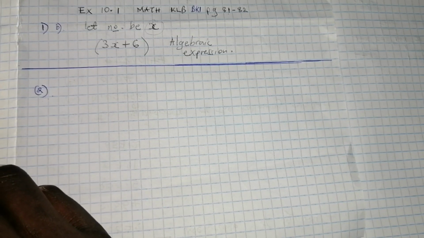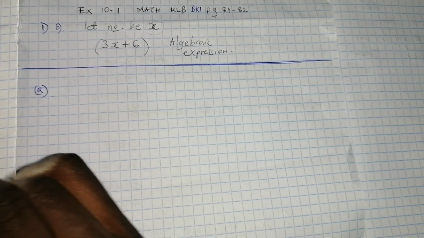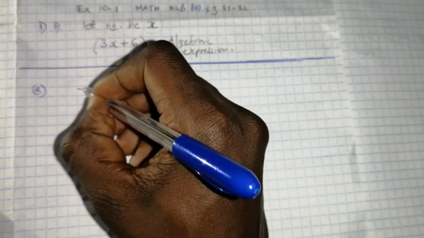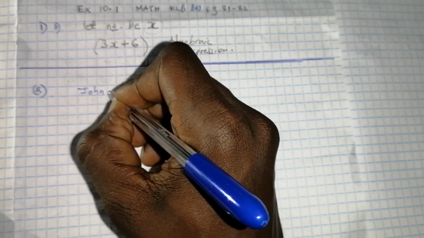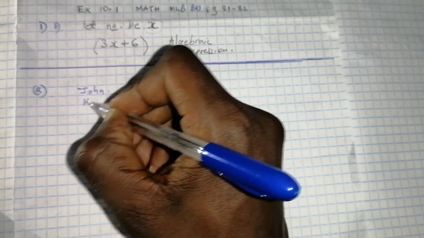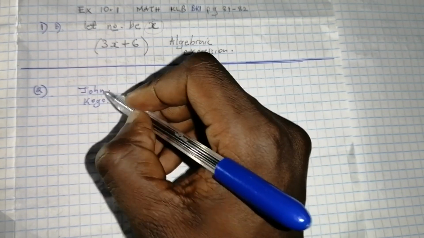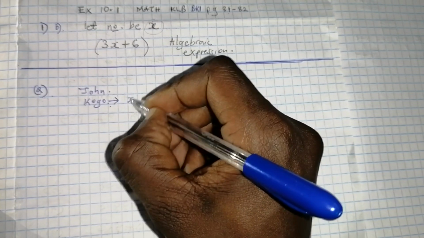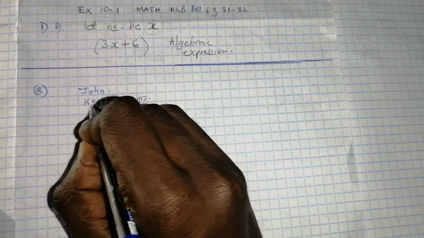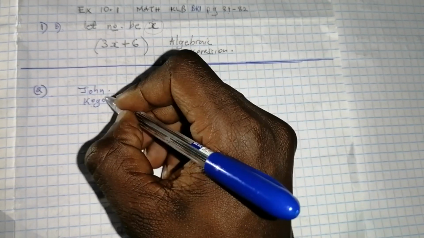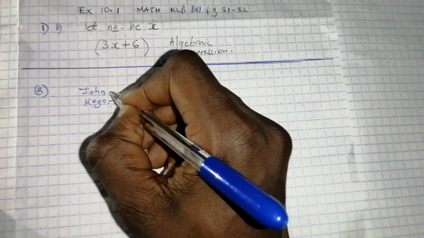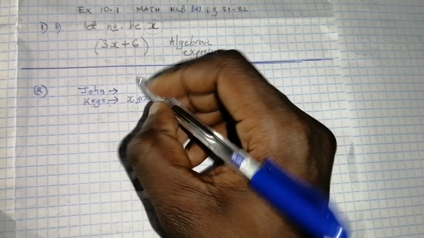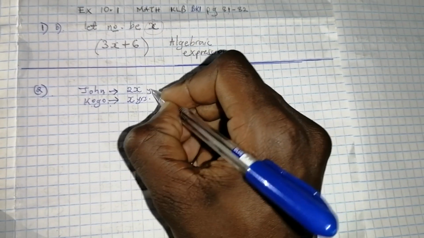The second question I picked was number 2, and here it is. John is twice as old as his brother Kogo. We have 2 people here, John and Kogo. We are told that John is twice as old as Kogo. It therefore means if we let Kogo's age be x years, John will be twice as old as him. Twice simply means the age of John will be 2 times that of Kogo, and that will be 2x years.